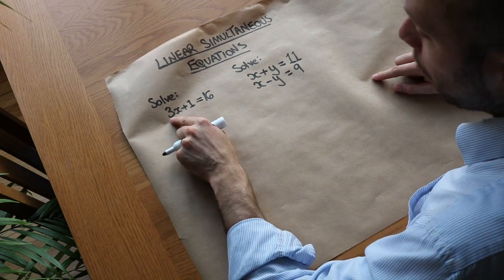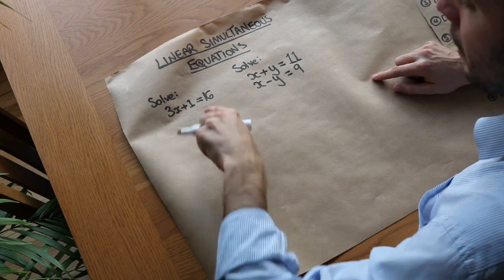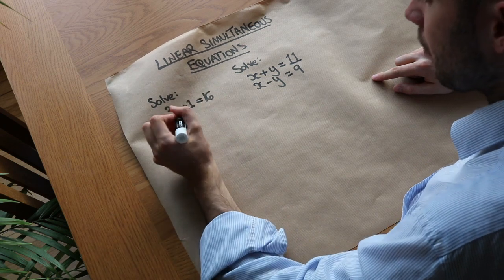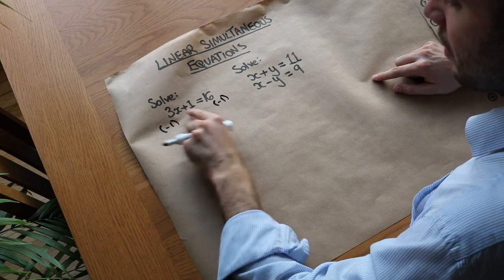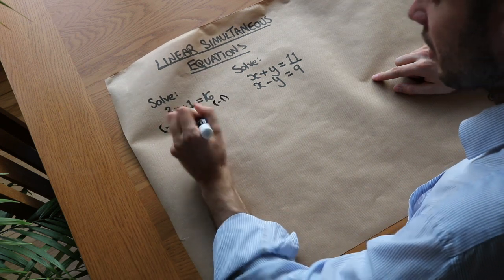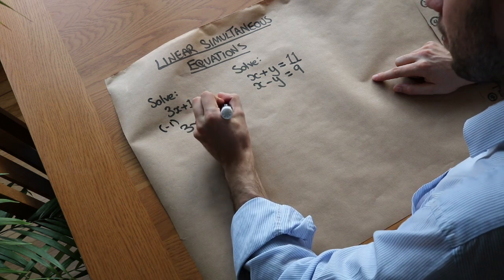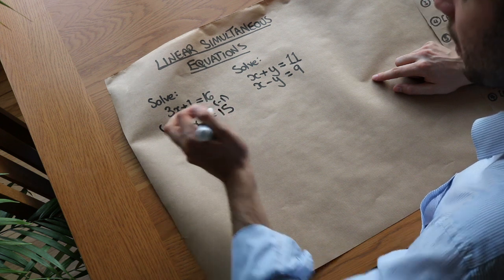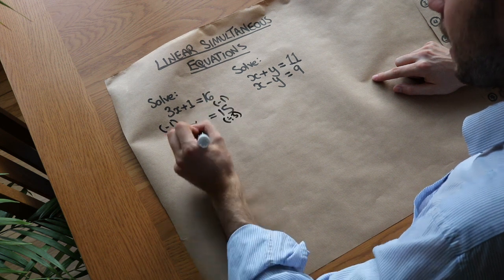So x has been multiplied by 3 and then you're adding 1. Do you remember that we undo the last thing that happened to the equation? So we could subtract 1 from both sides to get rid of that plus 1. That gives us 3x, because the minus 1 cancels out that plus 1. If we subtract 1 from here, we get 15. And then x has been multiplied by 3. So to undo the times by 3, we divide both sides by 3 and we get x equals 5.